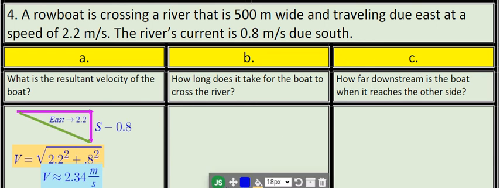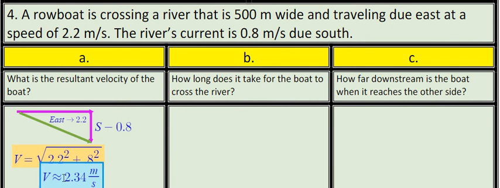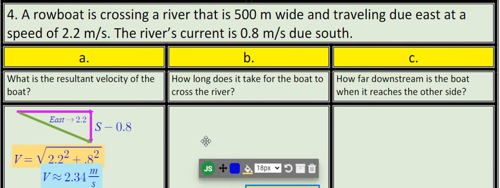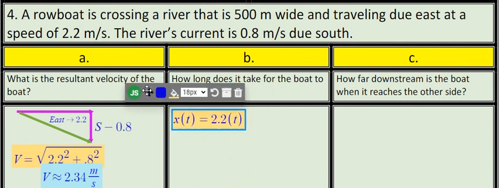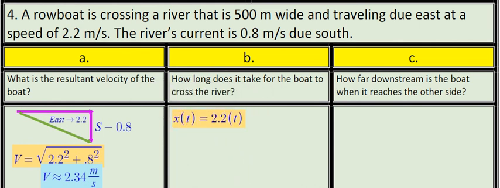So our distance due east, we're not traveling east at 2.34 meters per second. We're only traveling east at 2.2 meters per second, because that's our distance traveled east. So we have to travel east an entire 500 meters to get across the river.